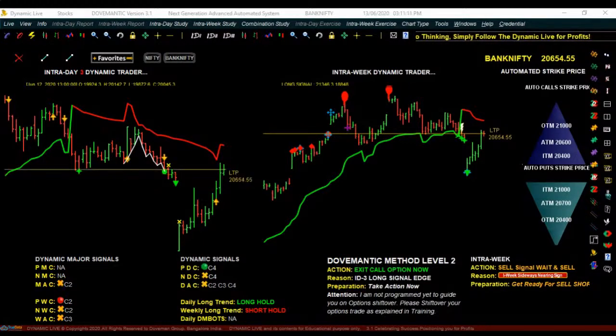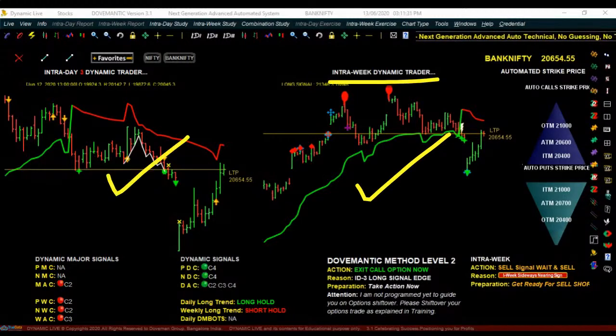In this, you can select any of your favorite stock or index by clicking on this favorites here. Once you have done that, there are two different charts that you're able to see. The one on the right side, we call it the intra-week chart. The one on the left side, we call it the intraday 3 chart.